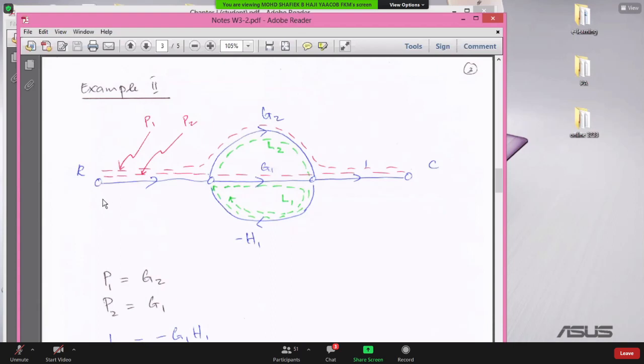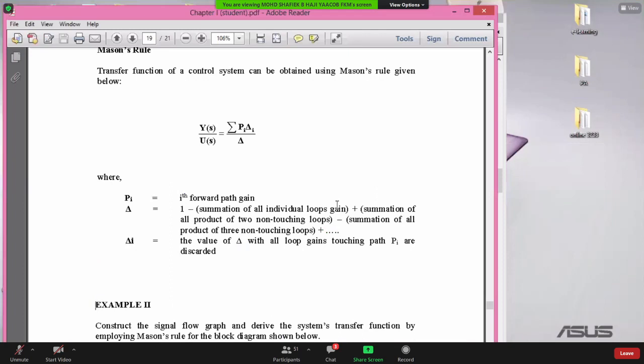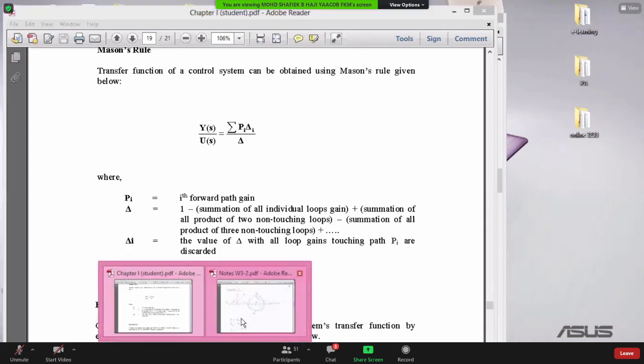The forward path gain for P1 is 1 multiplied by G2 multiplied by 1. The gain for the second forward path is 1 multiplied by G1 multiplied by 1. So P1 is equal to G2, P2 is equal to G1. And then you need to determine how many loops, because you need the loop gain as well. How many loops do you have in your signal flow graph?